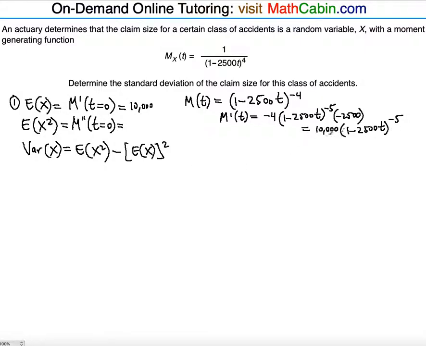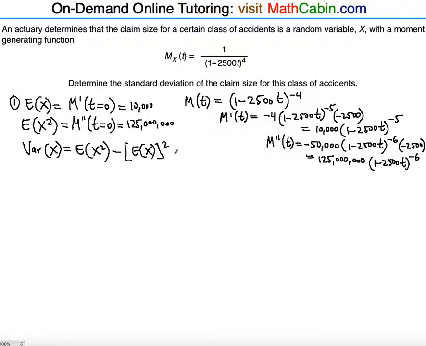So let's find the second derivative. The second derivative is going to be multiplying negative 5 times 10,000, which is negative 50,000, times (1 minus 2500t) to the negative 6 now, and then the derivative of the inside, which is negative 2500. This gives you 125 million multiplied by (1 minus 2500t) to the negative 6. So at t equals 0, this is just 125 million.